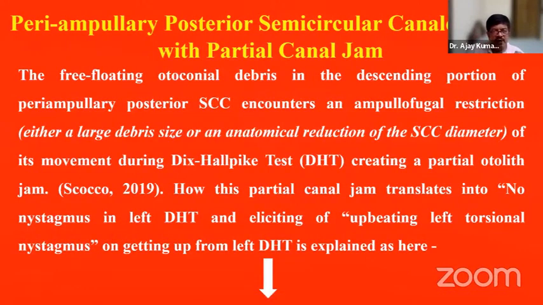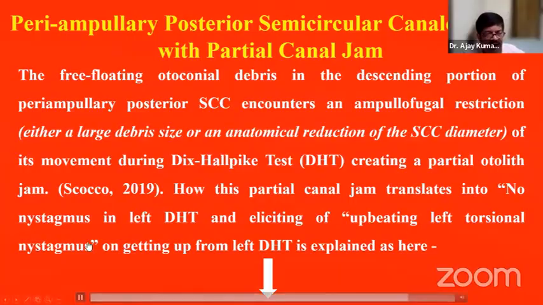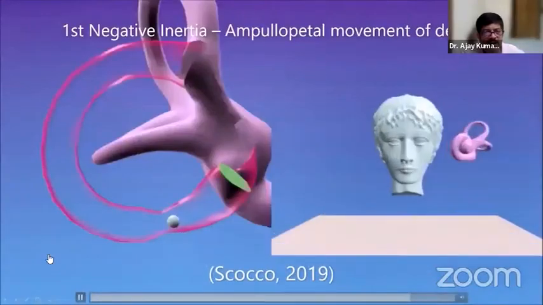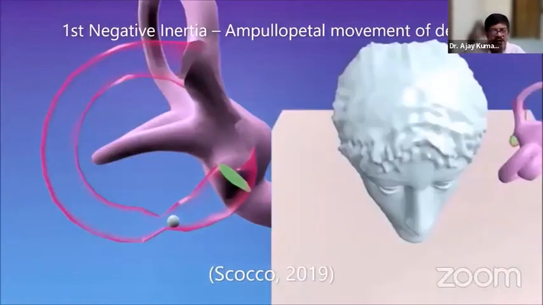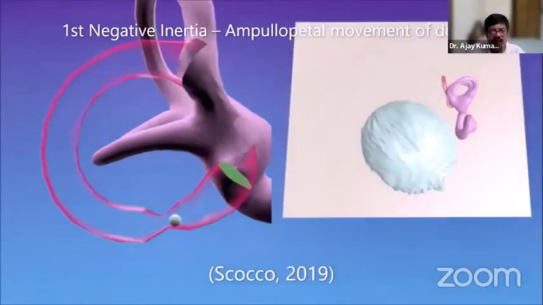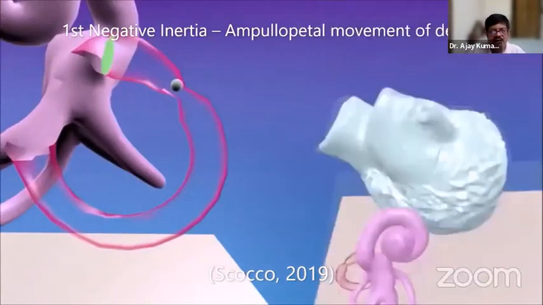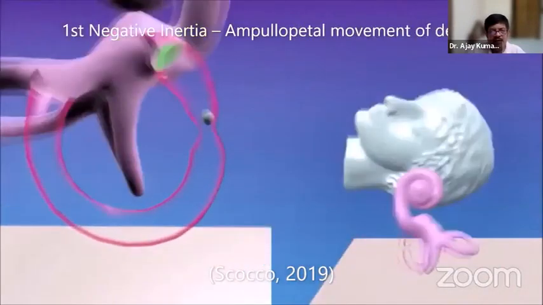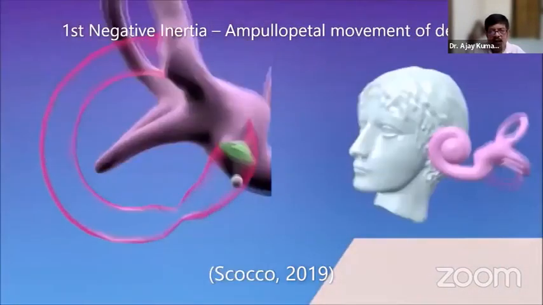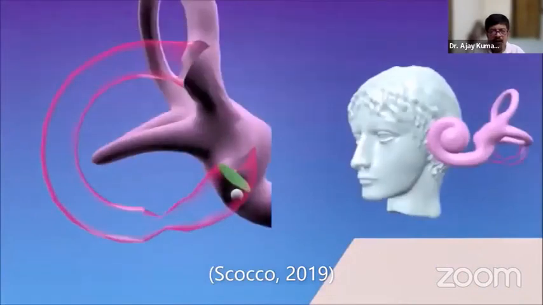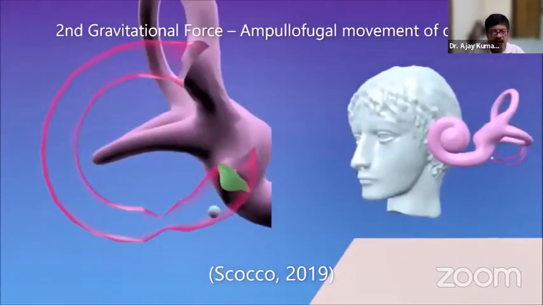The free-floating otoconial debris in the descending portion of the periampullary posterior semicircular canal encounters an ampullofugal restriction, either a large clot like this. First, there is a negative inertia during the Dix-Hallpike. The cupula doesn't deflect. On getting up, because of the gravitational force, there is a plunger effect and the posterior cupula deflects and there is an upbeating ipsitorsional nystagmus.